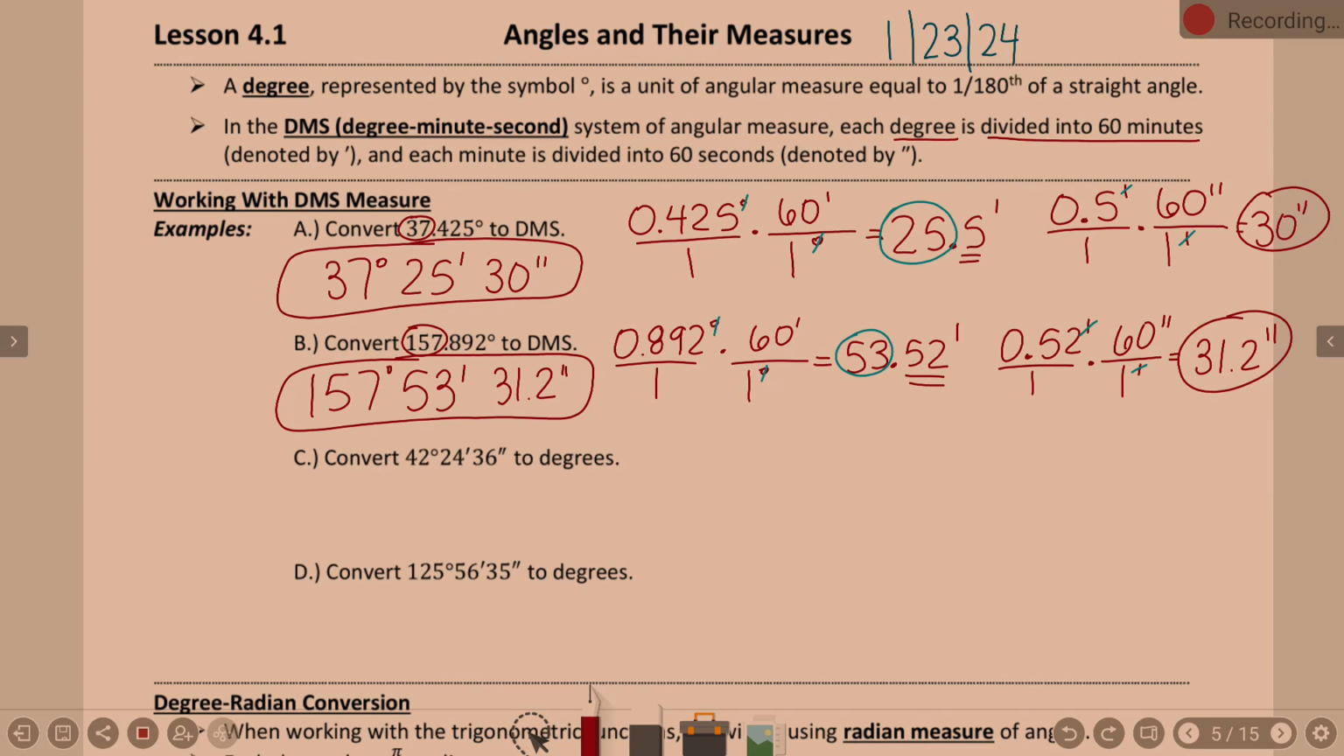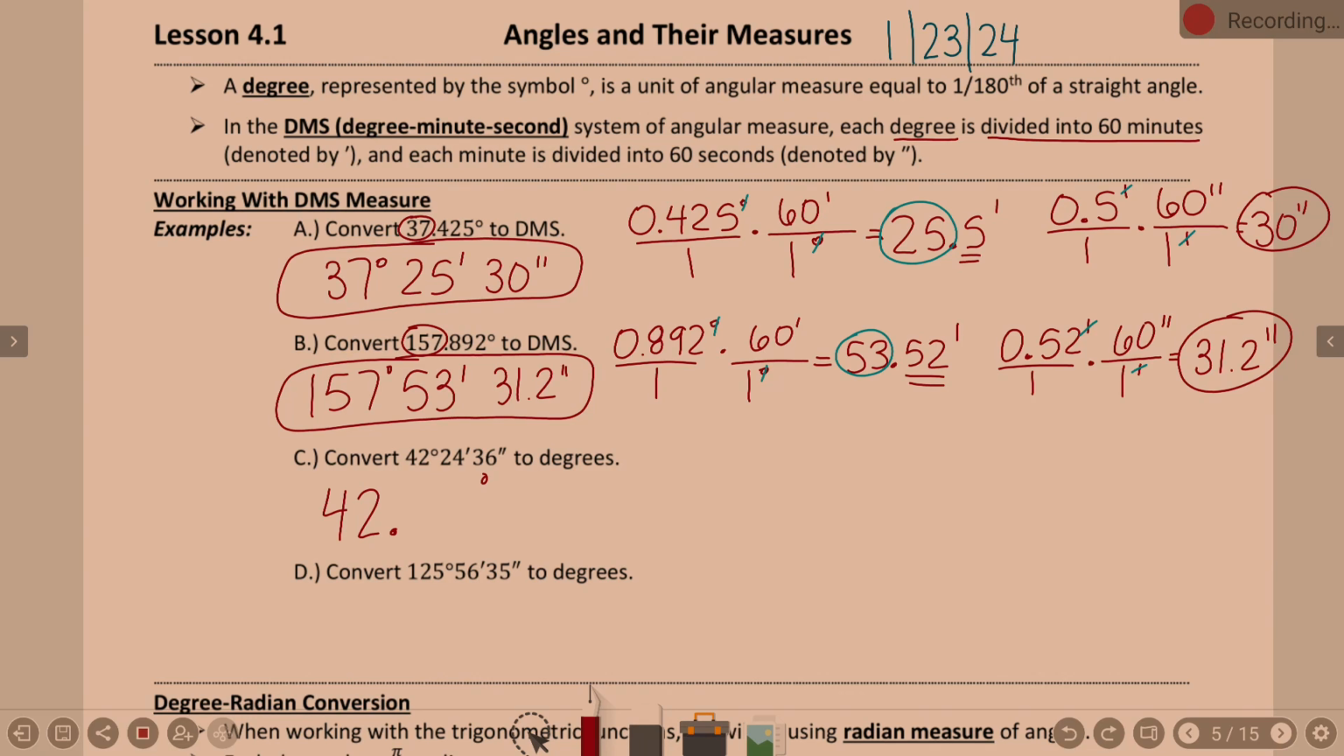Okay. Ready to go the other way? We're being asked to convert 42 degrees, 24 minutes, and 36 seconds to degrees. So I just want a one-degree answer. Without doing any math, what do you know about your answer? 42. Okay, are you with her? Yes. Without doing any work, I know my answer is 42 point something degrees.